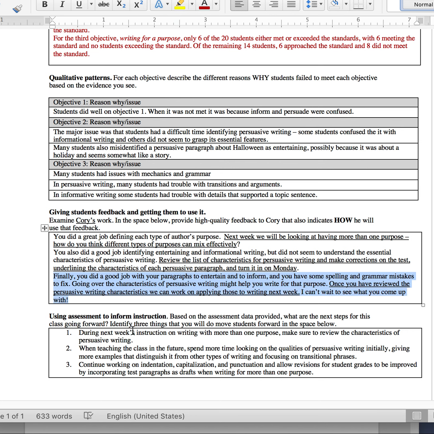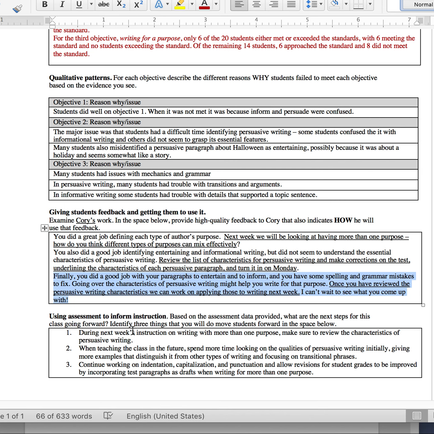Finally, for objective 3, you did a good job with your paragraphs to entertain and to inform, and you have some spelling and grammar mistakes to fix. Going over the characteristics of persuasive writing might help you write for that purpose. And once you have reviewed the persuasive writing characteristics, we can work on applying those to writing next week.